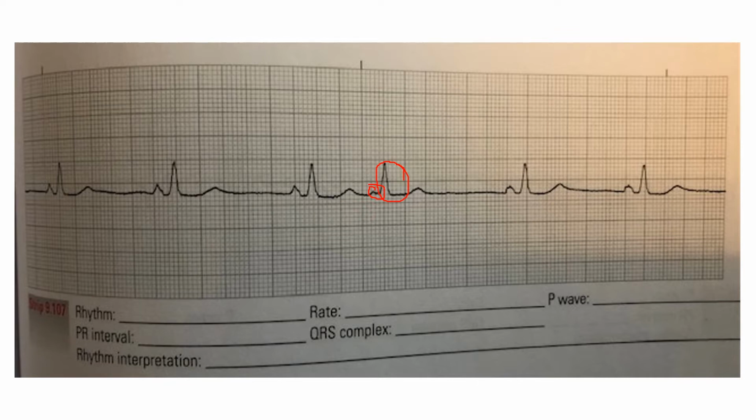So the intervention for this is really to determine if the patient is tolerating the bradycardia, or if they're stable or unstable. So determine whether they're stable or unstable. And if they were unstable, you obviously would use the Brady algorithm.